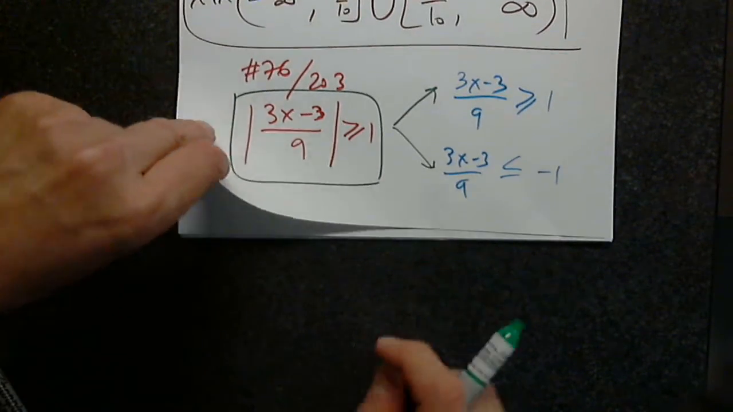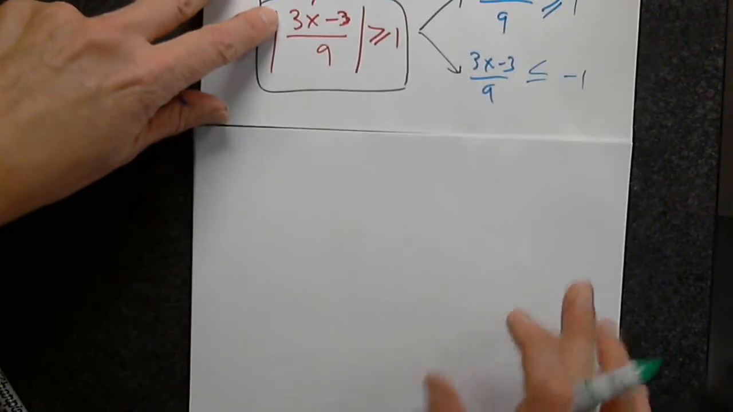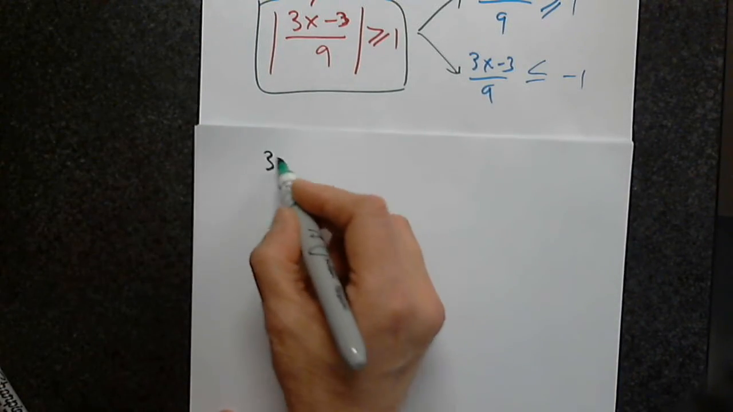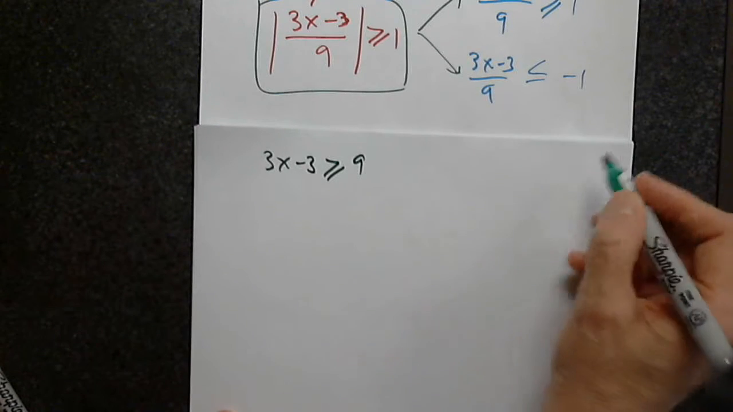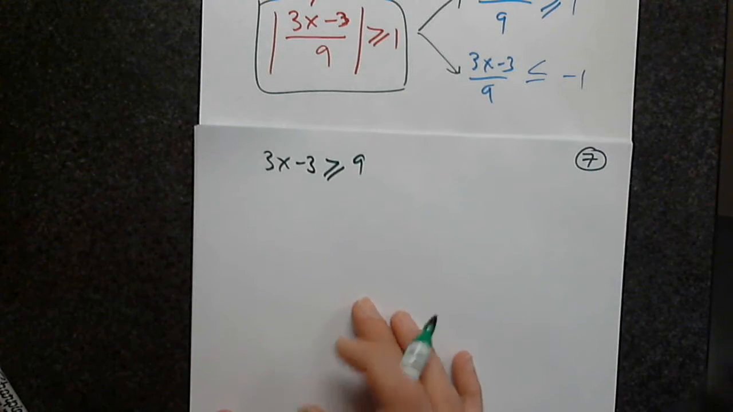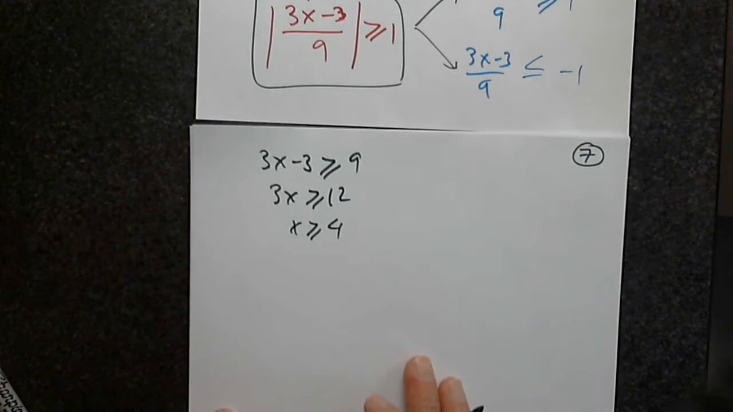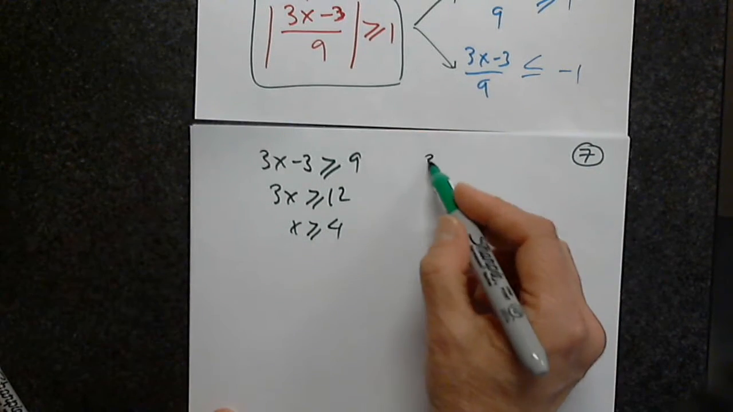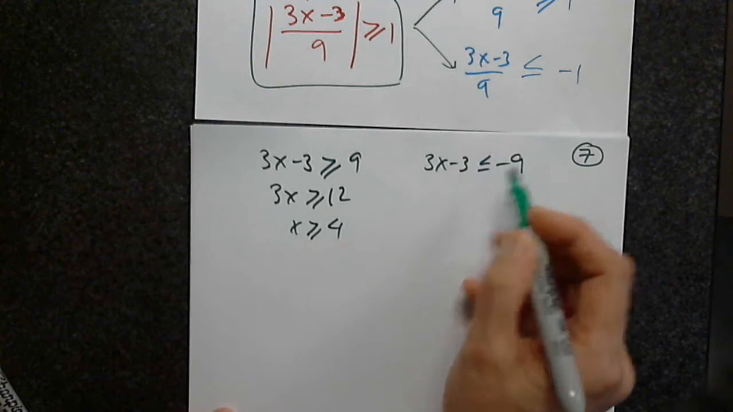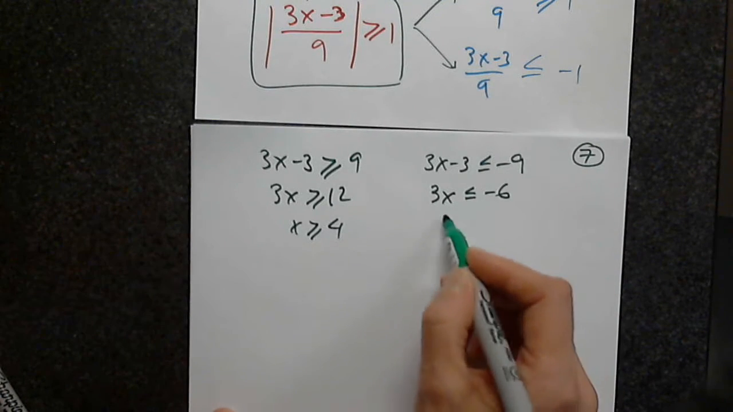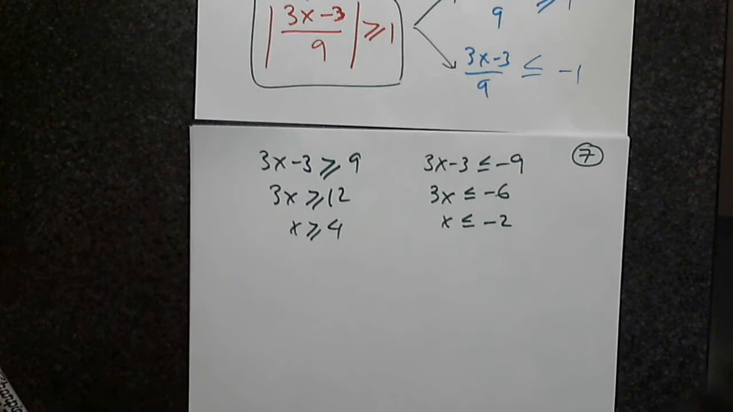Better? Okay, so of course the first one I'll multiply by 9, and I get 3x minus 3 greater than or equal to 9. And then 3x greater than or equal to 12, x greater than or equal to 4. I will repeat for the second one. 3x minus 3 less than or equal to negative 9. 3x less than or equal to negative 6, x less than or equal to negative 2. Let's take a moment and look at this. I don't want to be too fast. These are just linear inequalities, and I multiply both sides by 9 and added 3 to both sides.